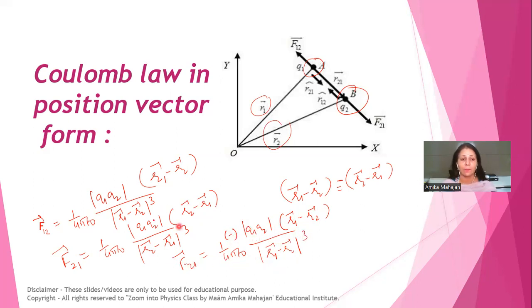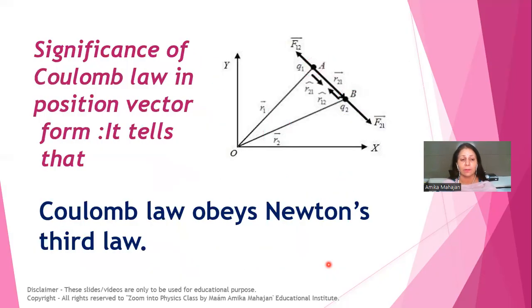When I compare this with this, what do I find? F21 is the negative of F12. That means the force on charge Q1 due to Q2 will be equal and opposite to the force on charge Q2 due to Q1. So it obeys Newton's third law of motion.